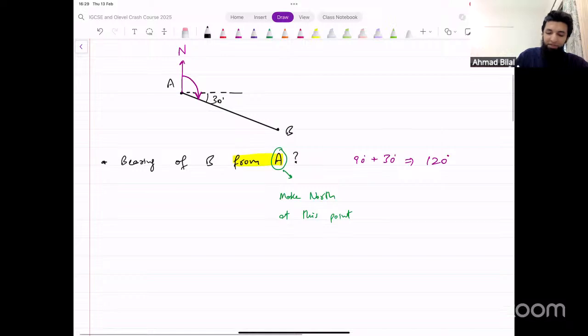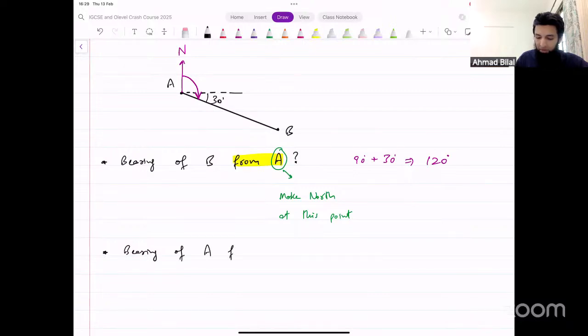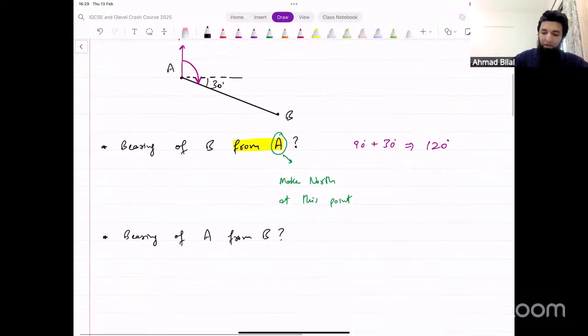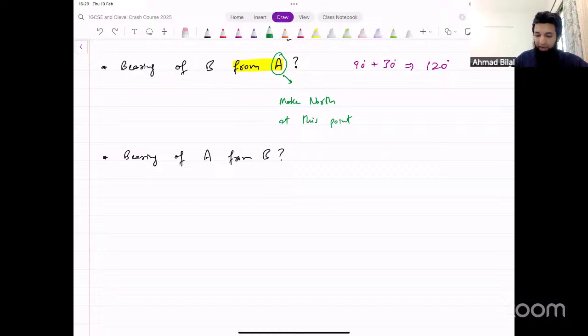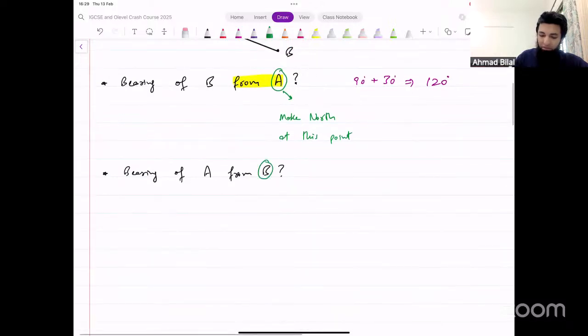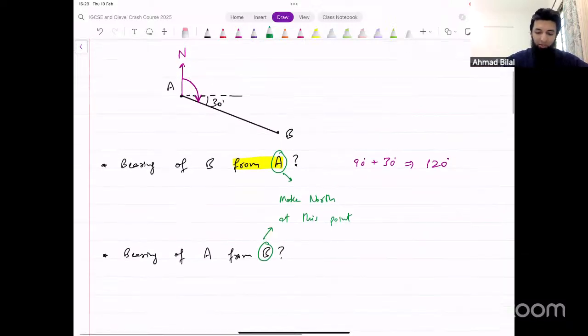Now, if you were to switch this, for example, if I were to say, what's the bearing of A from B? Bearing of A from B. Now, again, the point that comes after "from" is where you're going to make north. This is the point where you're going to be measuring angle from. So you make a north at the point B for the second example.